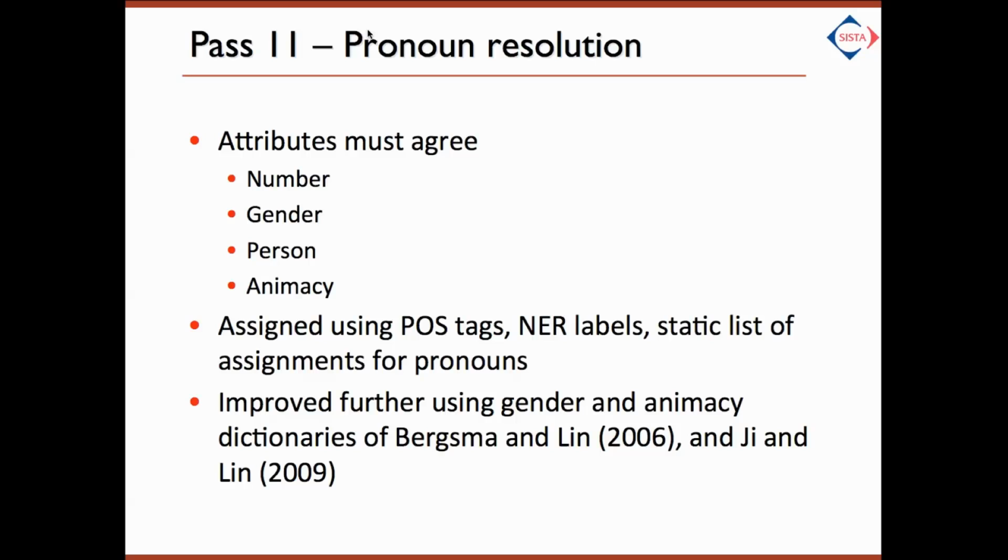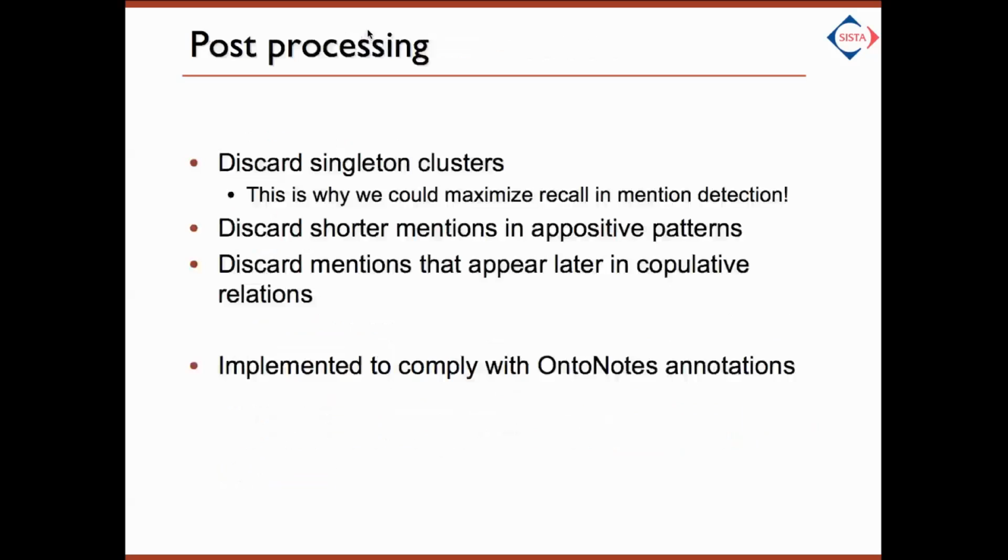All right, so finally we have post-processing. And the most important step is that we discard singleton clusters, meaning clusters that have only one mention. That means that mention doesn't point to anything. And that's why in the first step where we look for mentions, we could be very, very inclusive. Anything that looks like a mention is dropped in there, because if the system doesn't link it with anything else, we're going to discard it here.